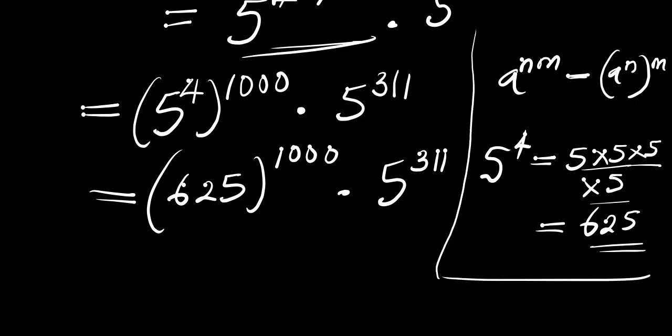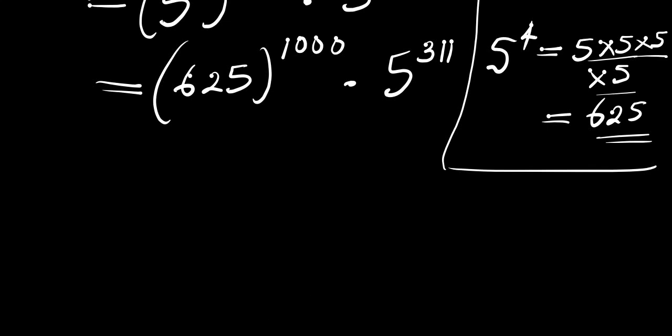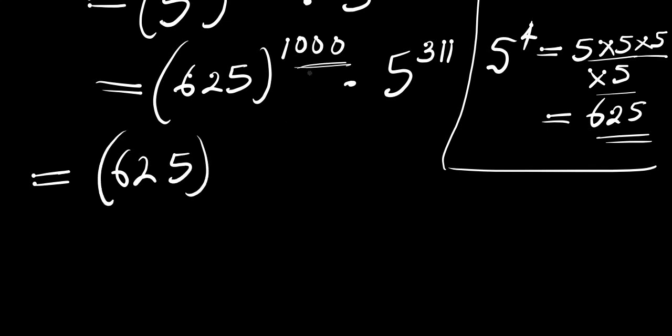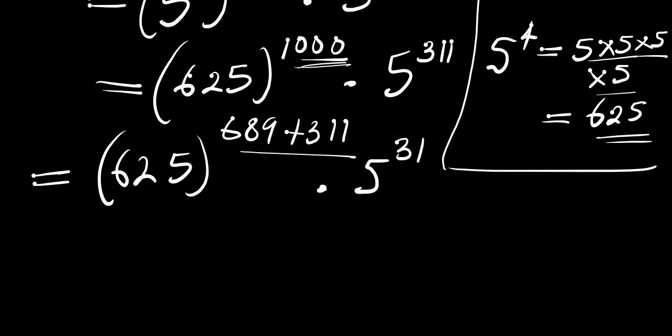Now, the next thing we are going to do is write this 1000 as the summation of 689 and 311. So this is what I mean. We are going to have 625 raised to the power of, instead of 1000, 689 plus 311. If you add these two, you are going to get this 1000. And that is not all, then you have times 5 raised to the power of 311.